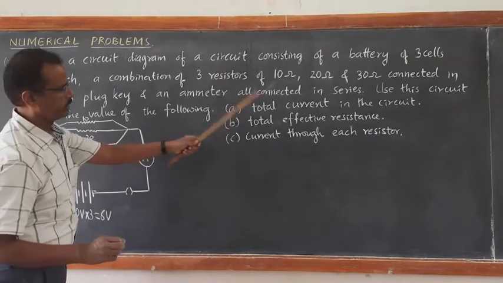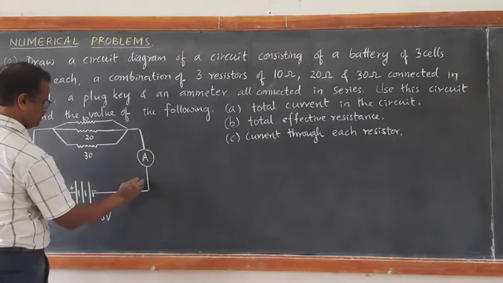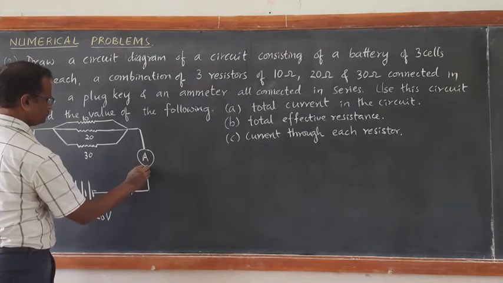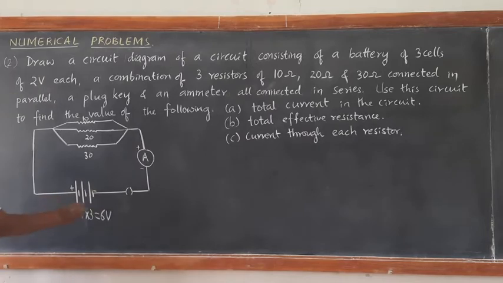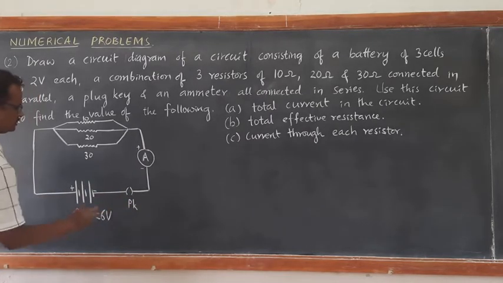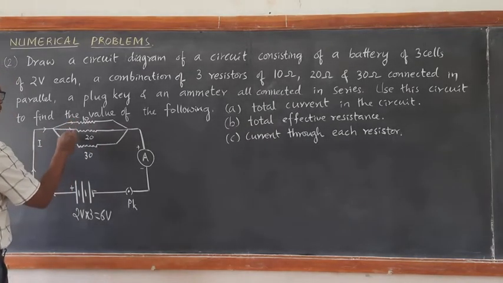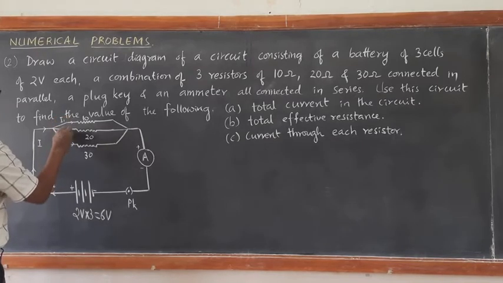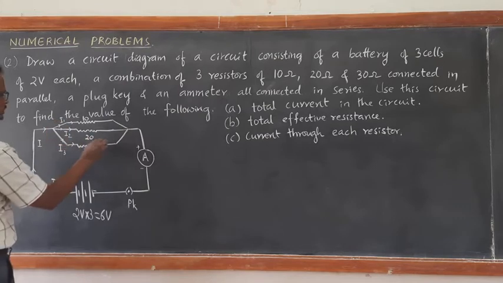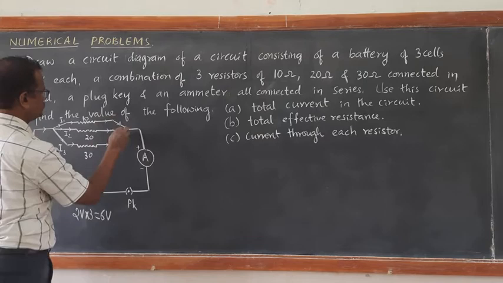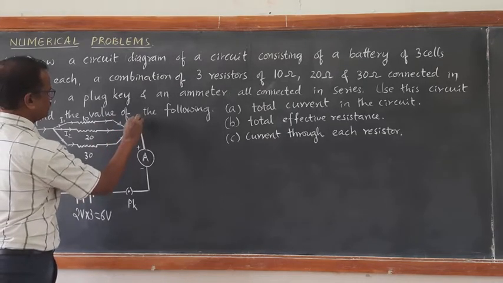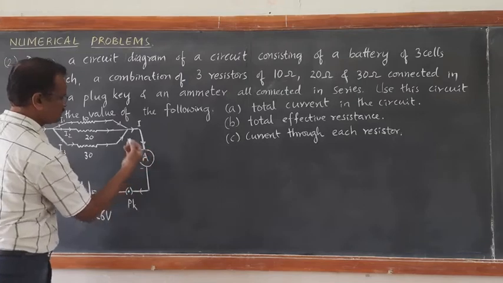So you are asked to calculate total current in the circuit. This represents the ammeter. This is the positive terminal, negative terminal. This is the plug key, right? So when you close this key, the current starts flowing. I is the main current flowing through this. This current divides into I1, I2, I3 through these branches. Again, these I1, I2, I3 combine together to form the total current I, so that this total current I is measured by the ammeter.